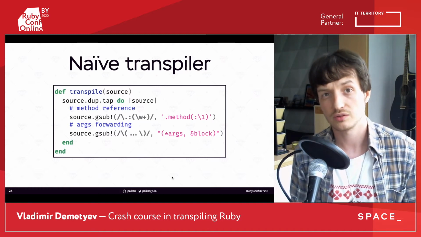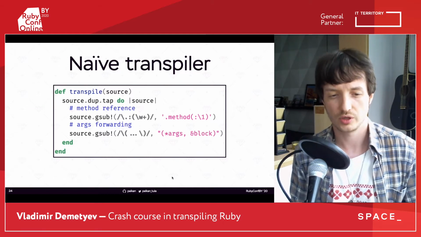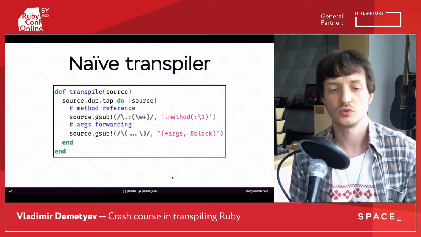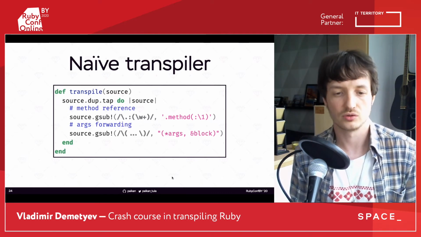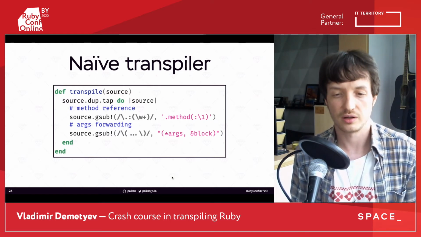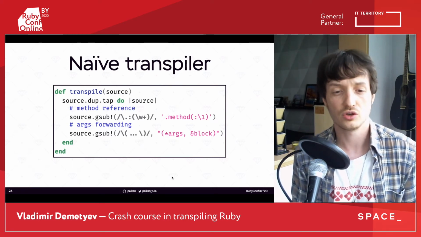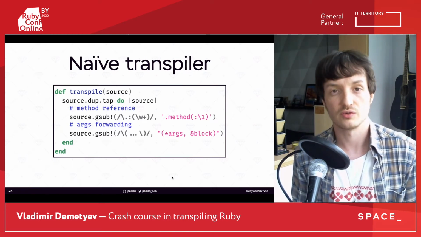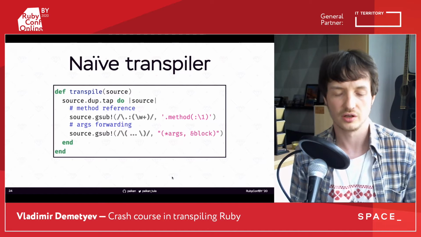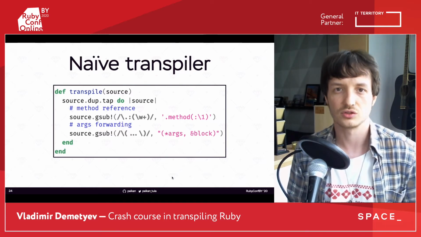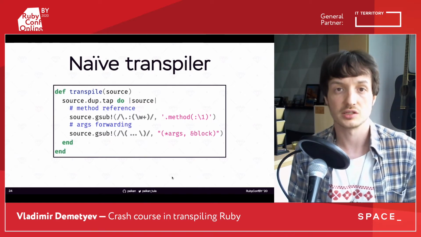Yes, I'm going to talk about method reference today because it's a very simple one, even though it has been reverted from Ruby, but we're going to use it as an example. Also, args forwarding could be implemented somehow with this regex version of a transpiler, but you might realize that you can't go far with this approach, because for most features you need to know about the context of this particular string. So you can't deal with strings to transpile code. Really, it's almost impossible, only for such simple cases.